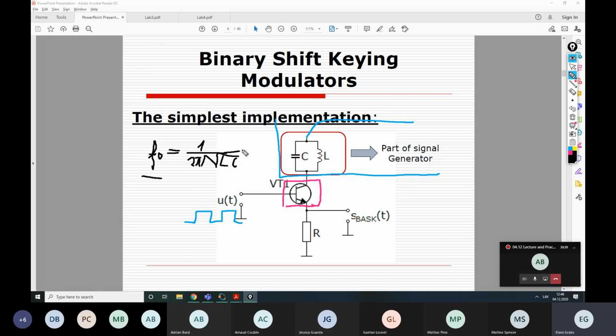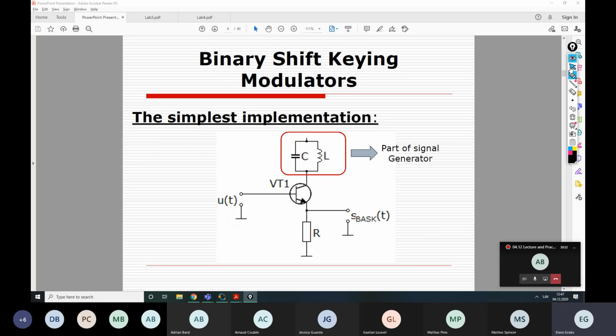And if we choose different LC elements, then we get a different carrier frequency. So the idea is quite simple. And at the output of this resistor, we have the modulated signal. So that's the basic and the easiest idea of how we can make an amplitude shift keying signal.